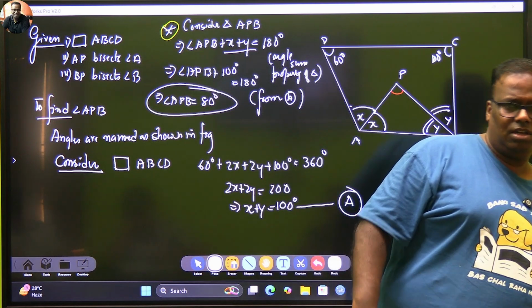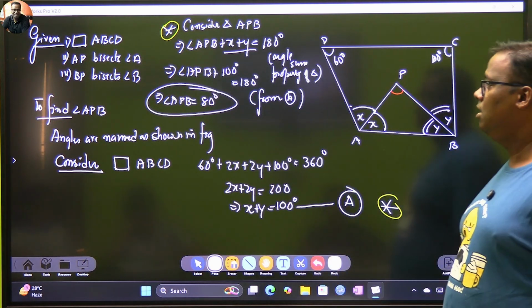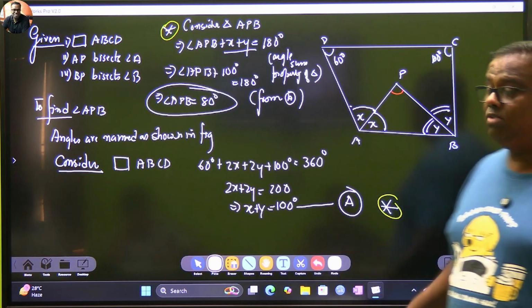Where have I written? As named in figure. The way I have named it in figure.